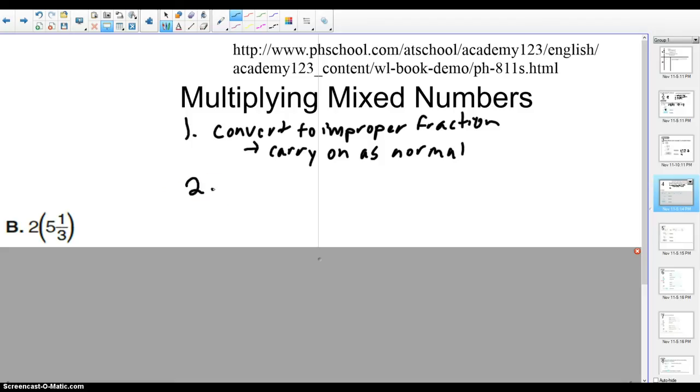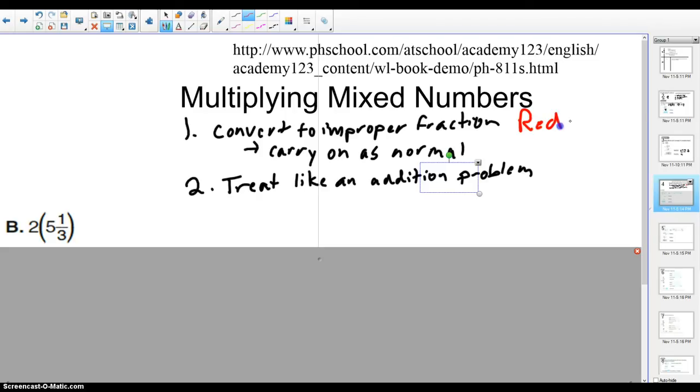Our second way of doing it is treating that mixed number as an addition problem and then distributing the number that we were multiplying. So again, treat it like an addition problem. I'm going to be showing what that means. And we're going to work this example in both ways. That way, whichever way you are most comfortable with, you can do from here on out. I'm going to work way number 1 in red and way number 2 in blue.